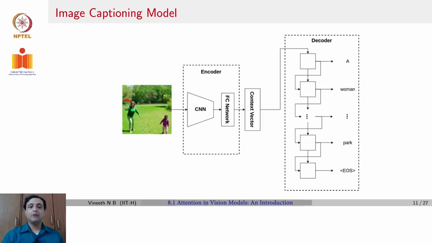Similarly, if you considered the image captioning task, you would have an image, and in this case, your encoder would be a CNN followed by, say, a fully connected network, out of which you get a representation or a context vector, and this context vector goes to a decoder which outputs the caption, a woman, say, in the park, end of sentence.